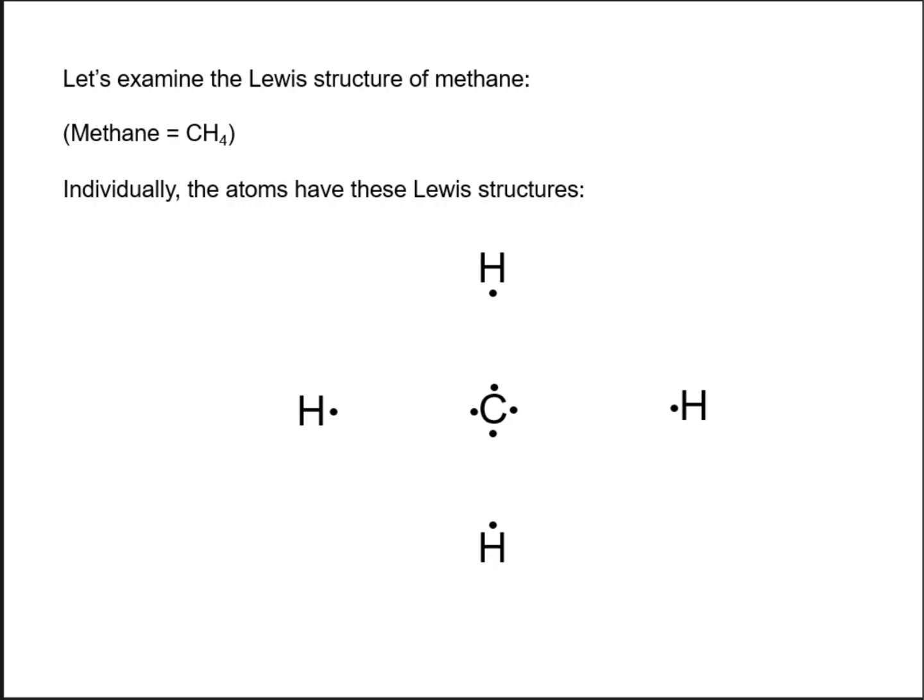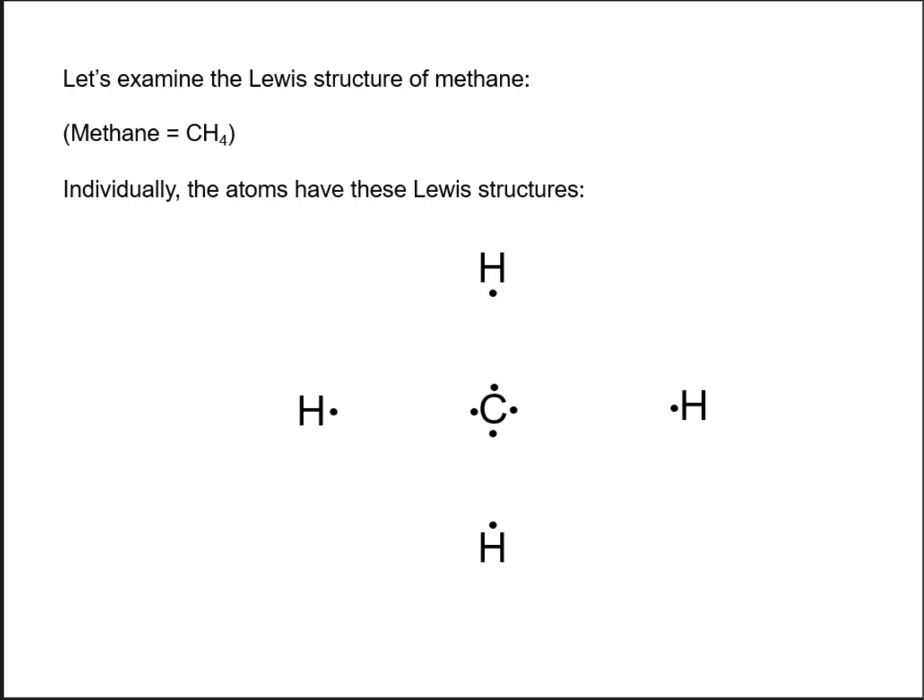Let's say you want to look at the Lewis structure of methane. So methane is composed of 1 carbon and 4 hydrogens. Carbon is in group 4A. It has 4 valence electrons. Each hydrogen has 1 valence electron. So our goal in order to get carbon and hydrogen to bond is to share these valence electrons. And once you share the valence electrons, carbon needs to be octet and hydrogen needs to be duet.